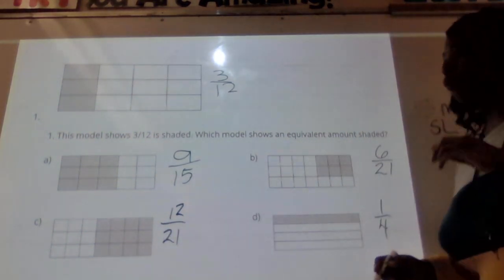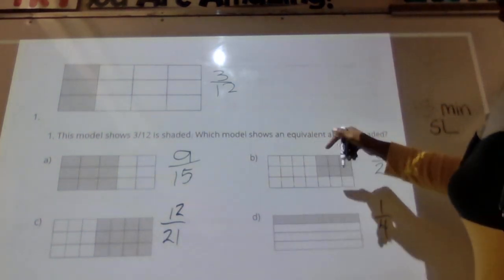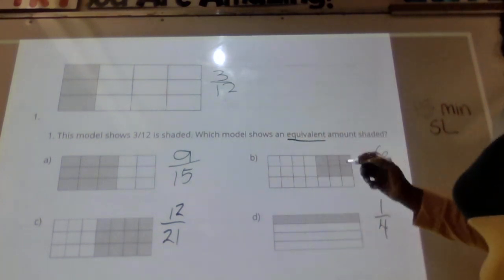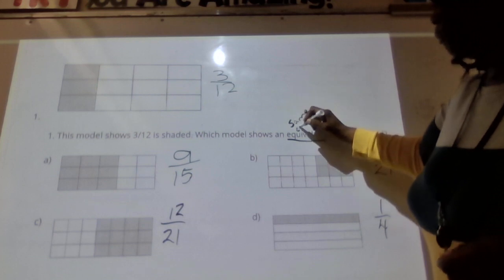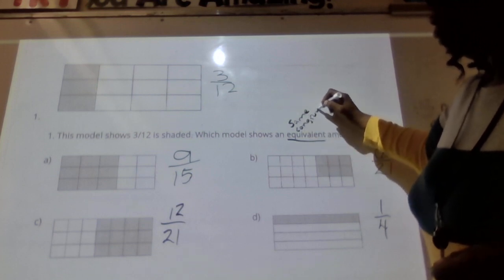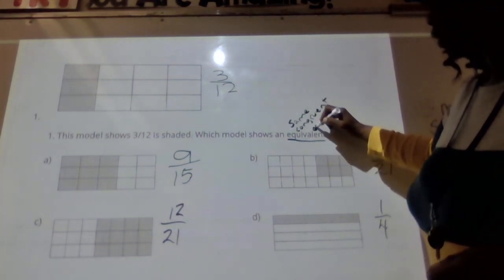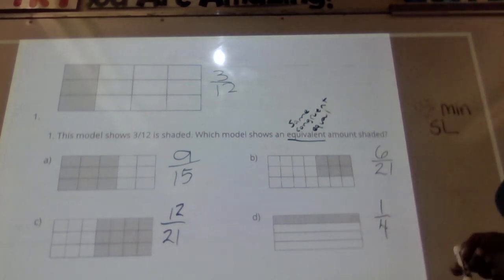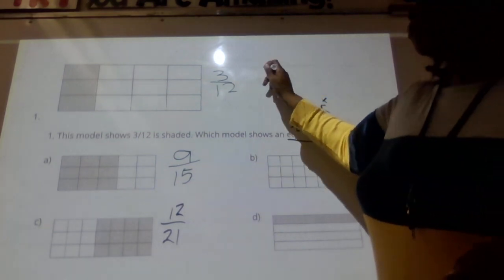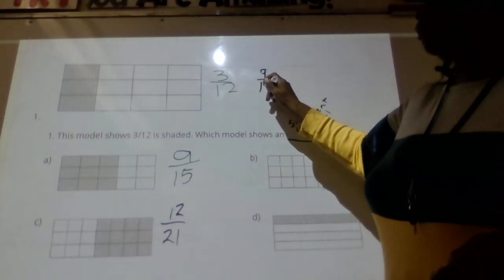So now we want to know which model shows an equivalent. Our students know equivalent, that is the same. That means same. It also means congruent. It also means equal. And they know all of this. So we're going to do the butterfly method. We have 3/12 and we have 9/15.